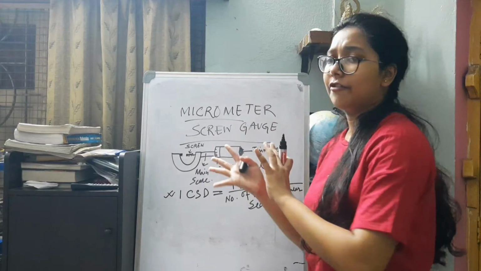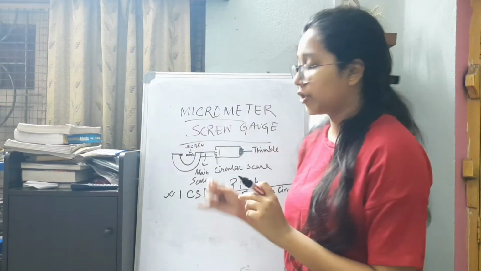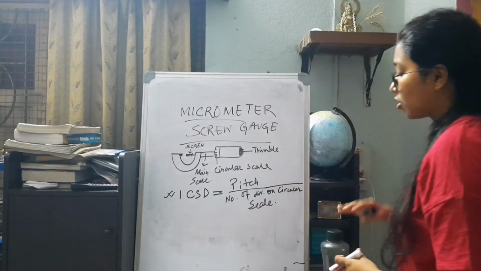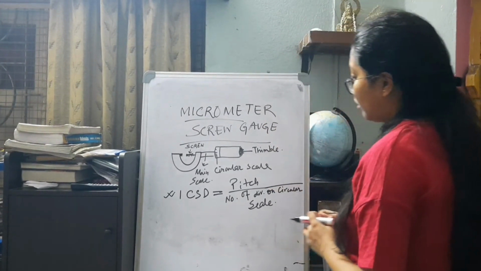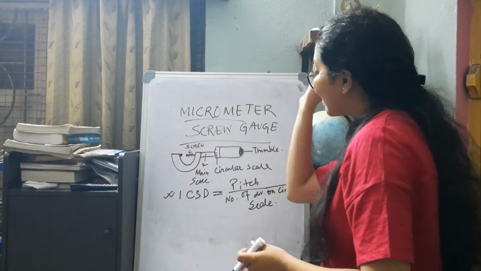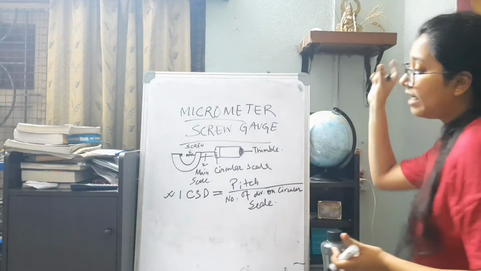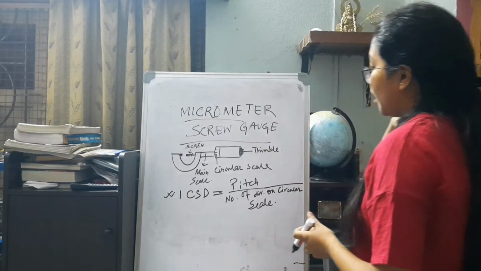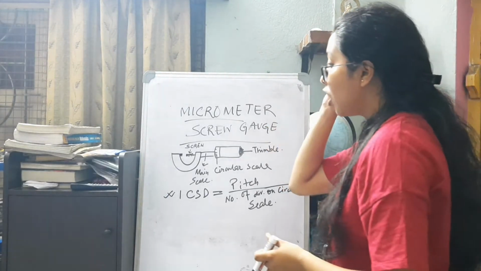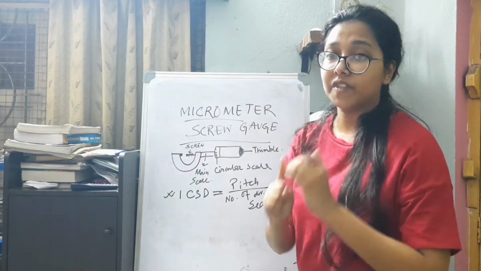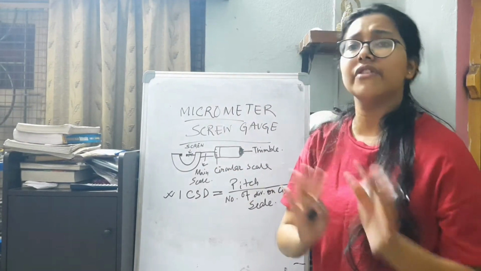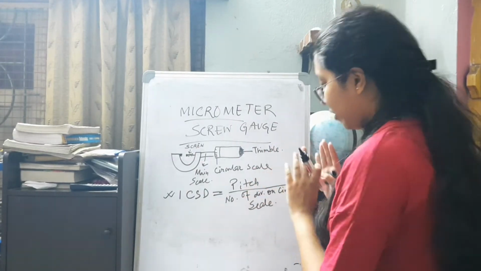Suppose it can be either 100 divisions or 50 divisions. For the rotation of the 100 divisions, or of the 50 divisions, whatever linear distance is moved by the screw head, that linear distance equivalent to the rotation is actually the pitch. So it is the linear distance moved for one complete rotation of the circular scale. That means the rotation of the total 100 or 50 divisions present on the circular scale.